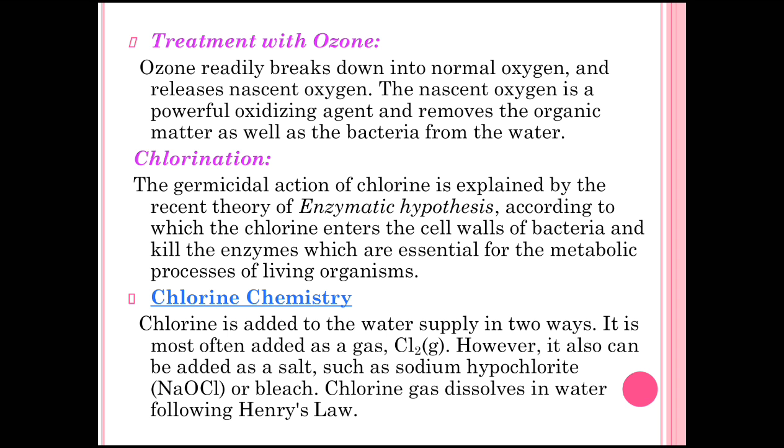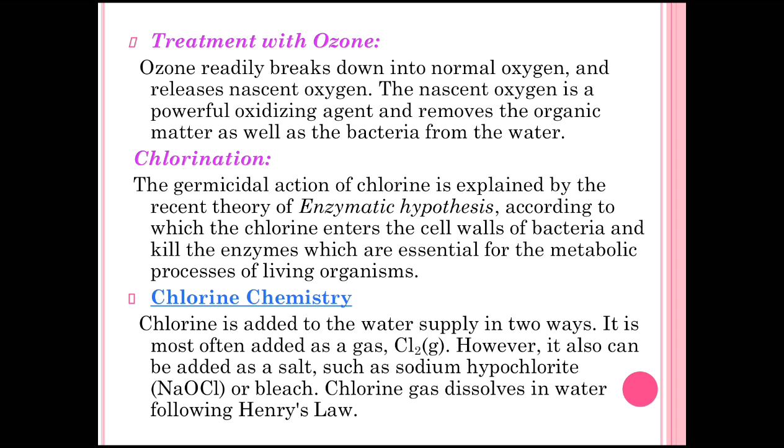Now the next process is chlorination. We are all familiar with this process. The germicidal action of chlorine is explained by the recent theory of the enzymatic hypothesis, according to which the chlorine enters the cell wall of the bacteria and kills the enzymes which are essential for the metabolic process of the living organism.